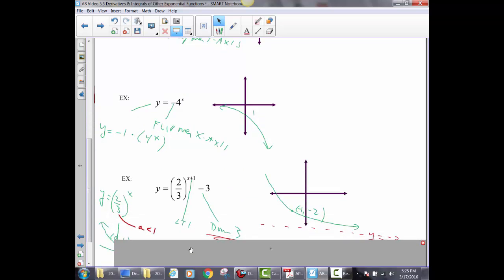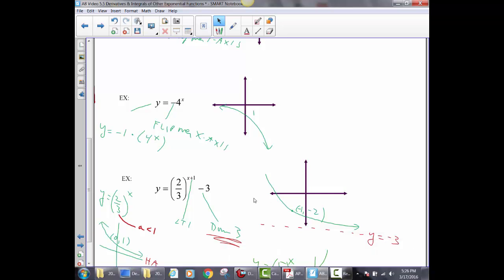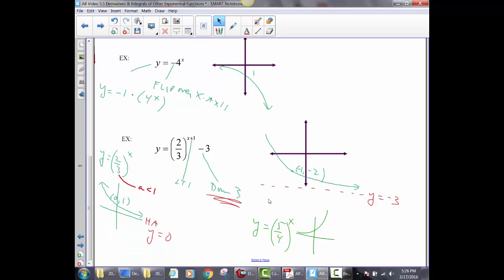Here you have all kinds of things going on. 2/3 is between 0 and 1, so it would fall, and then you're going to move it to the left 1 and down 3. So you kind of start over here with your y equals 2/3 to the x. And then I'm taking that anchor point 0, 1. I'm going left 1 and down 3, which will put us at negative 1, negative 2. And of course, since everything's moving down 3, and since this has a horizontal asymptote of y equals 0, the horizontal asymptote will also move down.